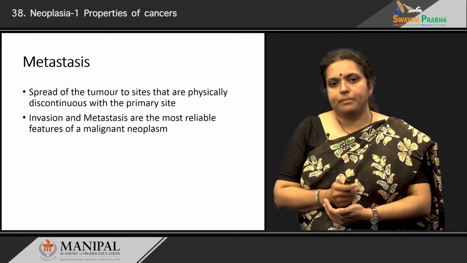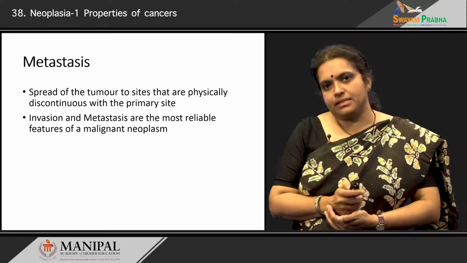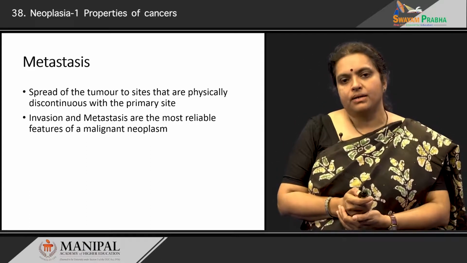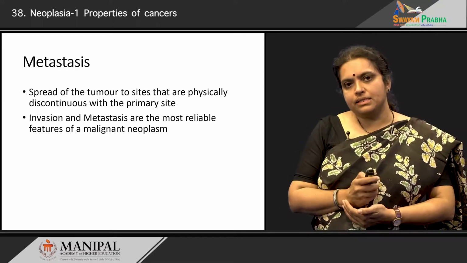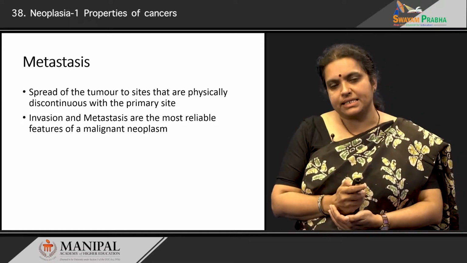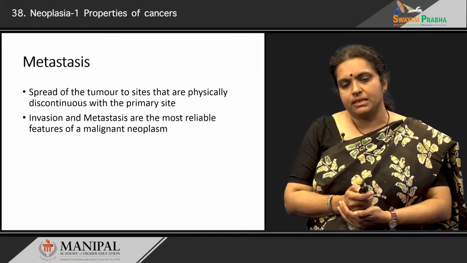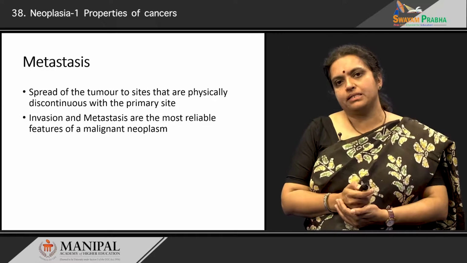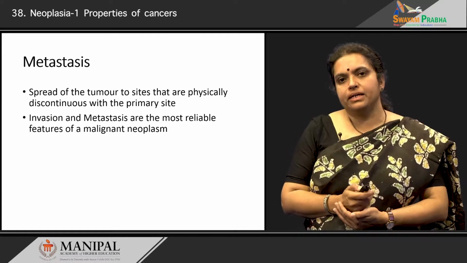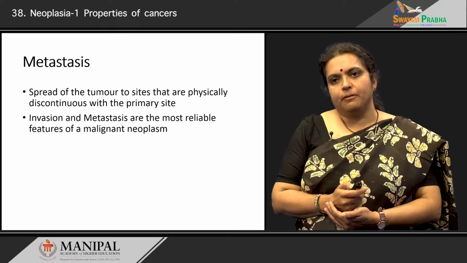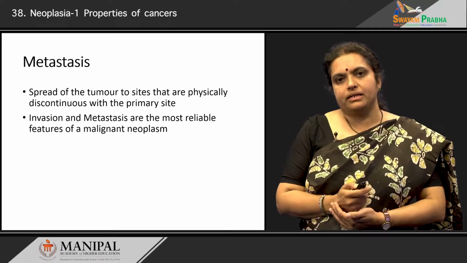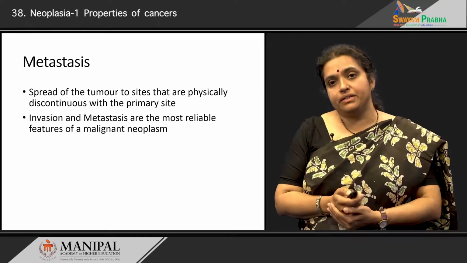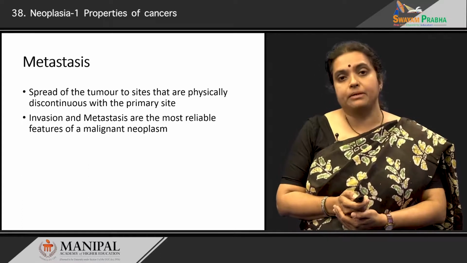Yeah, the third property, which is the most devastating of all the properties of cancer, is that of metastasis. I say this because this is one feature that is extremely difficult to treat. Once the tumor goes beyond the confines of the organ, it can really spread to any place in the body, and it can metastasize to any organ. So, then it becomes really difficult to treat and manage.